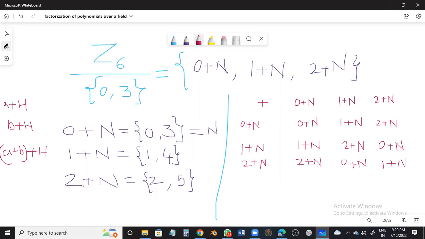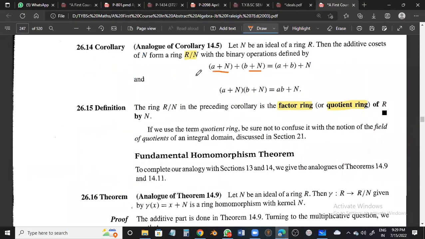What happens in the case of multiplication? A multiplies to B, that's all. Sure? Followed my point? Okay. Now let us be back here. So this was the definition of the factor ring. While giving the definition, they say 'the R by N in the preceding corollary', which is wrong wording. What you need to do is start with: let N be an ideal of the ring R. The additive cosets of N form a ring R by N with the binary operations. This ring is called the factor ring.